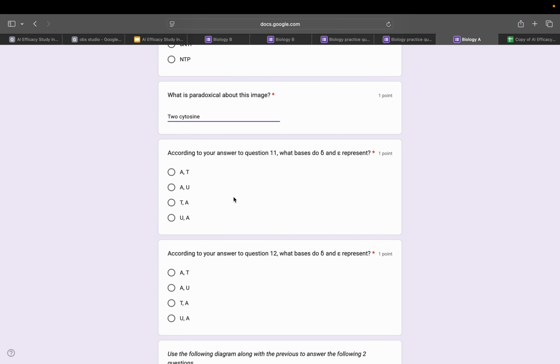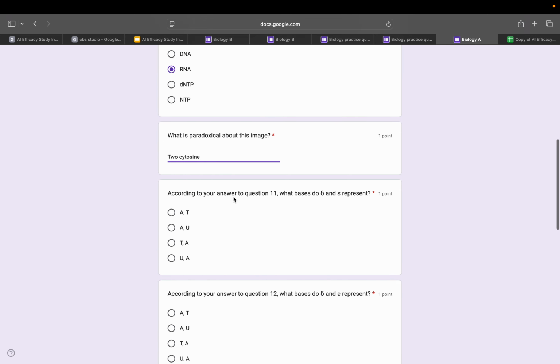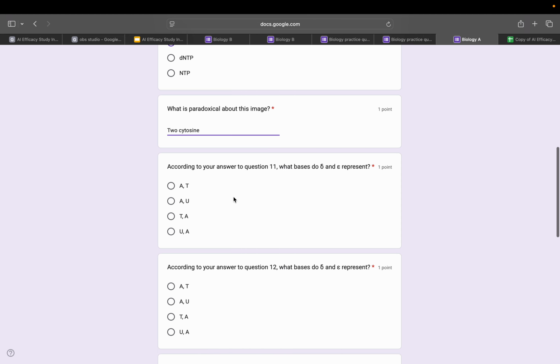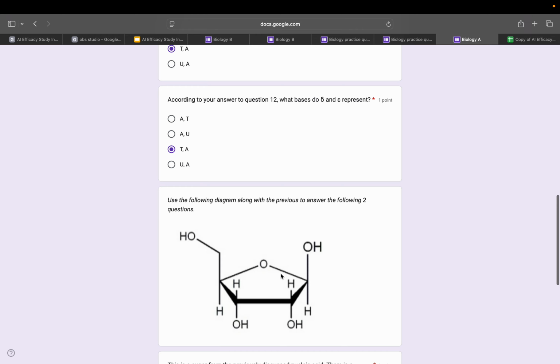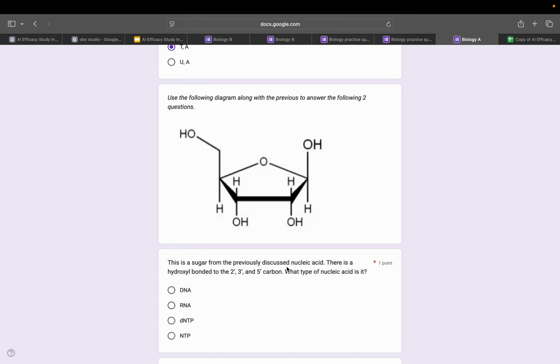Cytosine. According to your answer to 11, what does T? I think delta is T. This is epsilon is A, if I remember it. Delta and 3 and 8. Are these questions repeated? What bases do? Use the following diagram along with the previous to answer the following 2 questions.